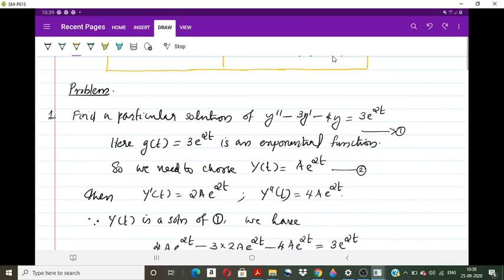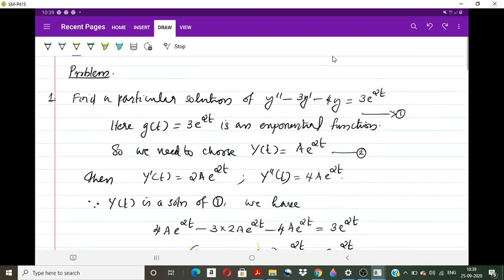Now we will try to do the problems. Find a particular solution of this equation. Here the right side function is an exponential function. So here the problem is to find the particular solution only. No need to find the general solution of equation 1. If we want to find the general solution, first we have to solve for y1 and y2 of the corresponding homogeneous equation. But here the problem is to find the particular solution only.